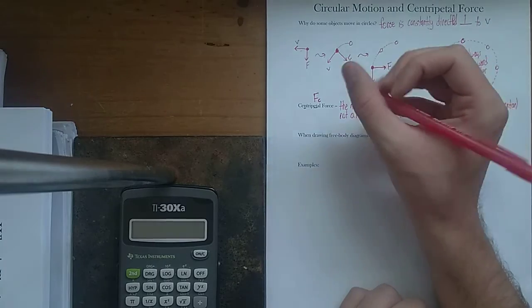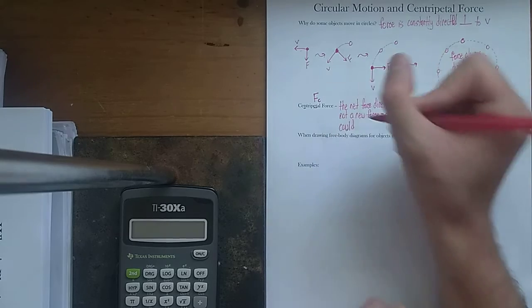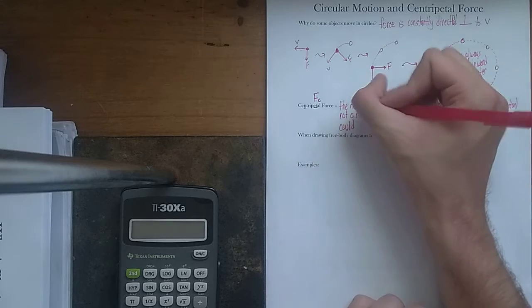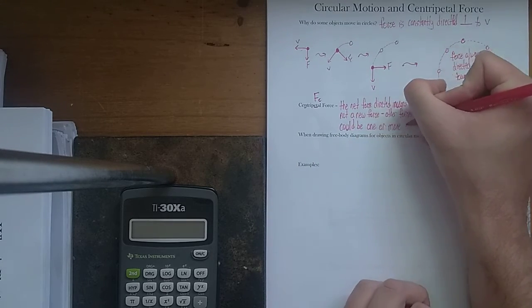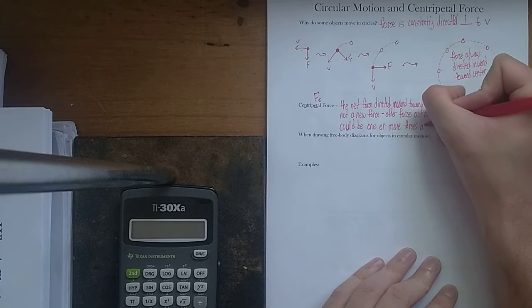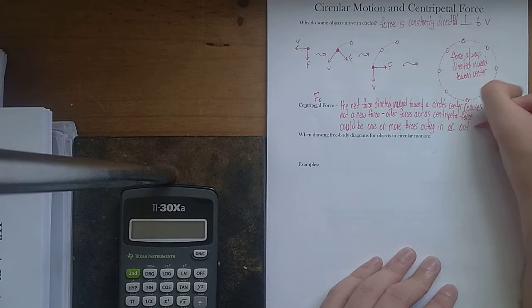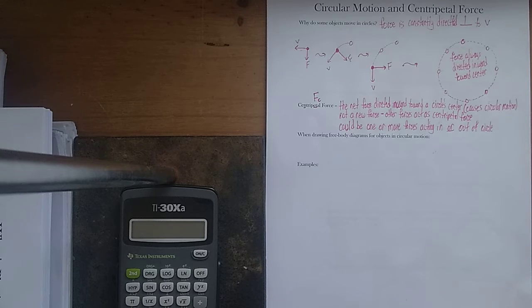And my last point that I want to make is that the centripetal force, just like a net force, can be one force acting as the net force, or a combination of forces acting as the net force. The same is true for the centripetal force. It could be one or more forces acting in or out of the circle. And that's something that's a little bit new this year. We're going to deal with situations where we have more than one force making up the centripetal force.